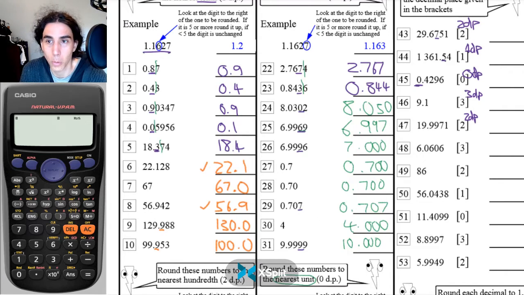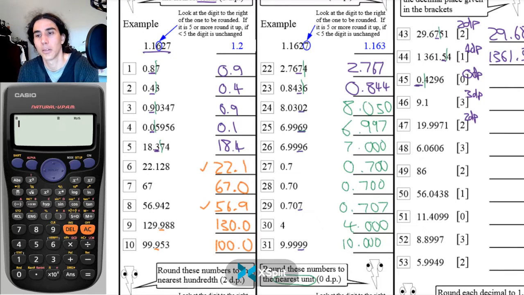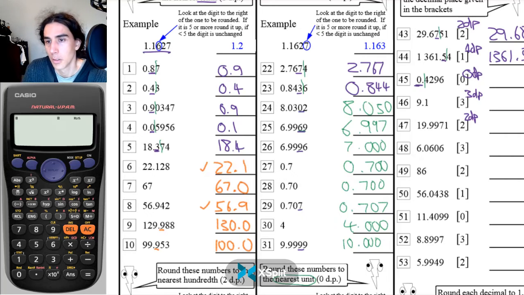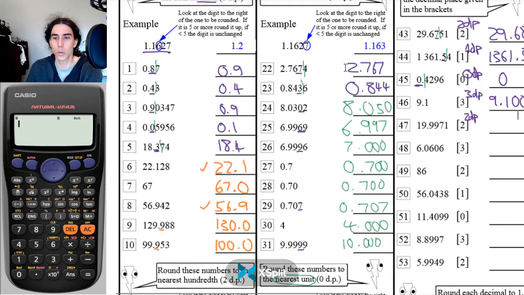So for the first one, it's looking at the next digit, becomes 29.68. And this one, no change, 1361.5. Okay, bunch of weird ones. So, 0 dp, it's just a 0. And we're missing decimal places, so we have to add on some. All right, have a go at the rest of those.